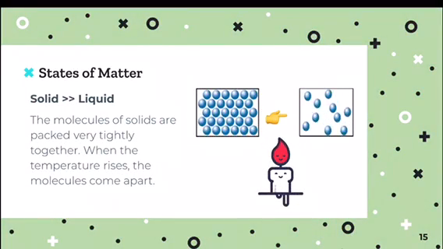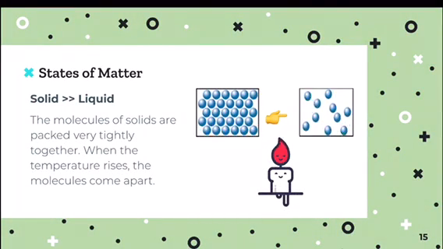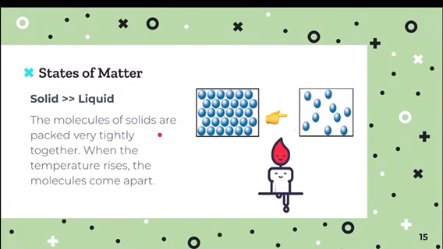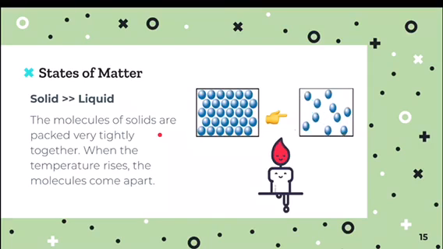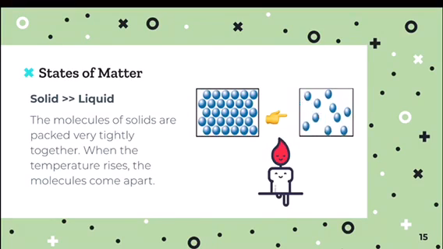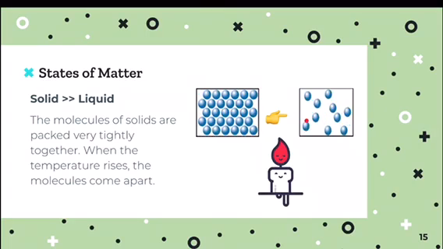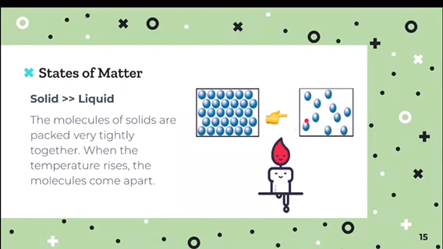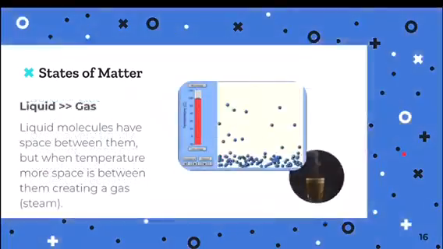Now, let's talk about how a solid can turn into liquid. Like I was saying in the other slide, the molecules of a solid are tightly packed together and have barely any space to them. But when temperature is raised, those molecules can become spread out. That's why when you light a solid candle, you can see liquid wax coming off of it.